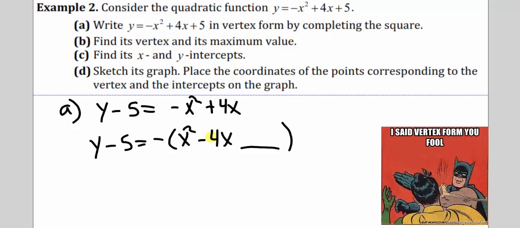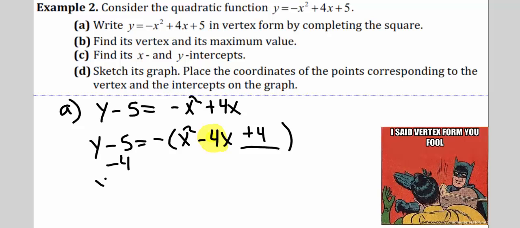So remember, we have to take half of the b value, and then square it. That's what we need to add. So half of negative 4 is negative 2. Negative 2 squared is positive 4. So we're going to add positive 4 here. But since there's that negative out in front, we have to take positive 4 times negative 1, so really we're subtracting a 4 over here.